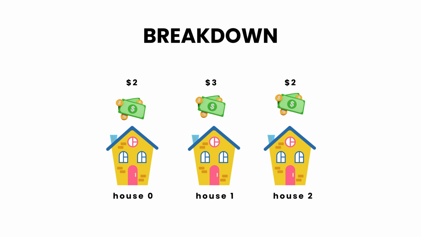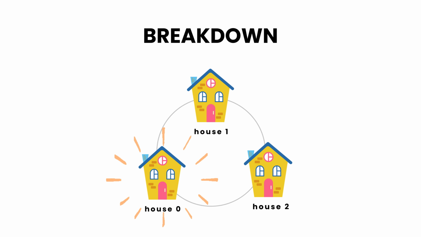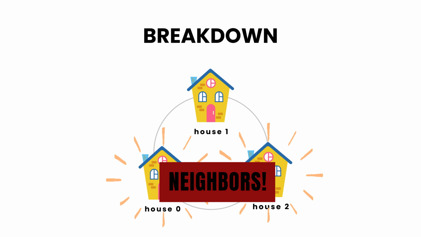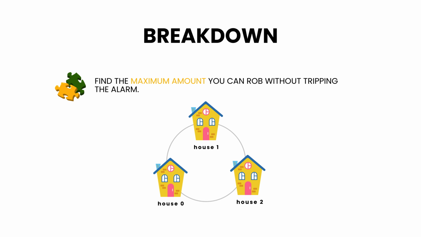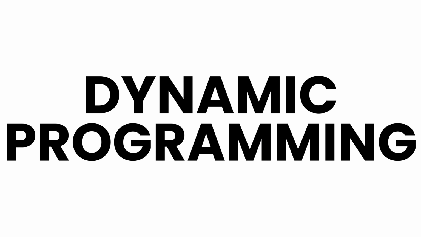You have a list of houses, each with some money. If you rob two adjacent houses, the alarm goes off. And here's the twist. The houses form a circle, so the first and last are also neighbors. Our goal? Find the maximum amount you can rob without tripping the alarm. Sounds like a job for dynamic programming. But how do we handle the circle?